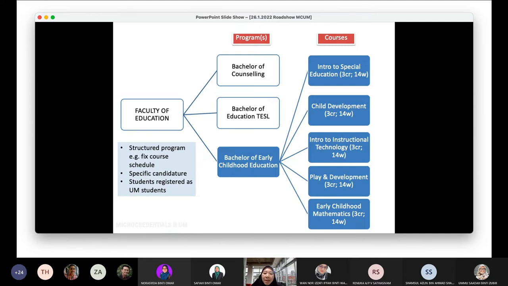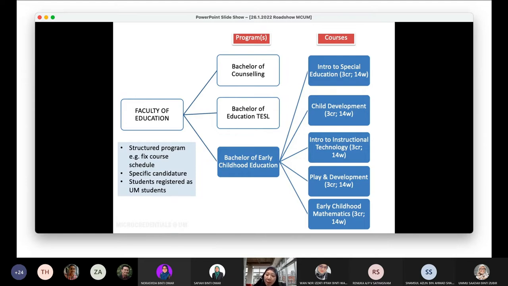Let's take an example from the Faculty of Education. This is just a simulation. Each faculty has several academic programs. In this simulation, let's say the Faculty of Education has three academic programs: Bachelor of Counseling, Bachelor of Education TESOL, and Bachelor of Early Childhood Education. How you start is, think about one program that is in very high demand, with a lot of interest from the public. So you take one program. Let's say in this case, we take Bachelor of Early Childhood Education. This is also a popular program in the faculty.